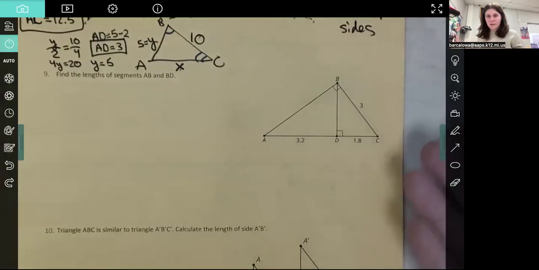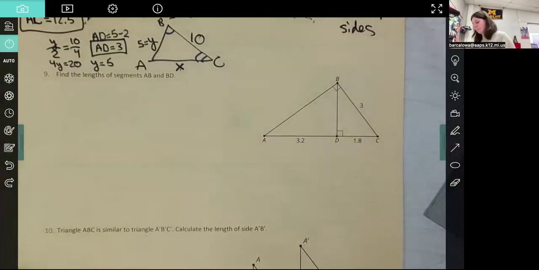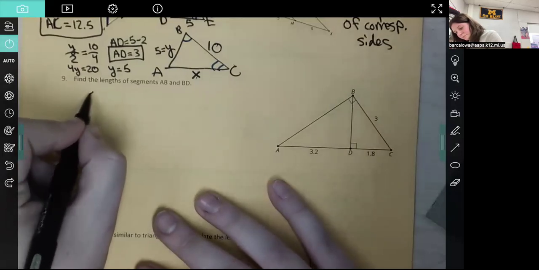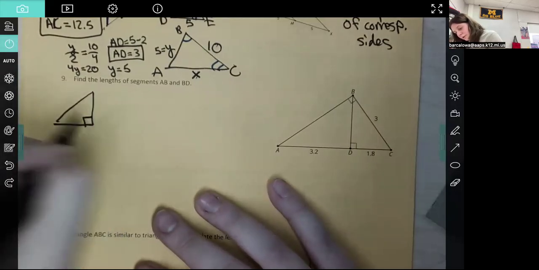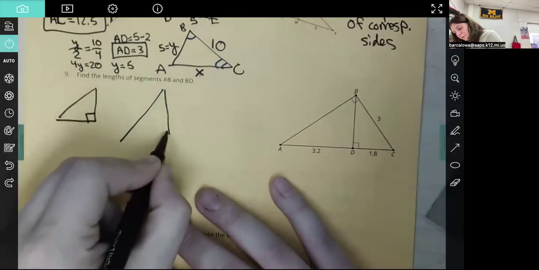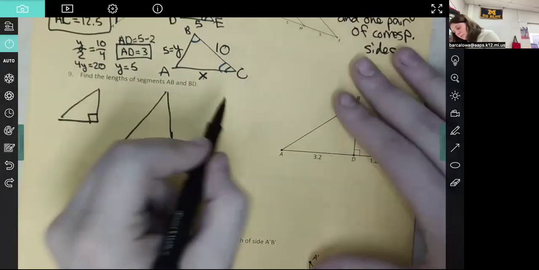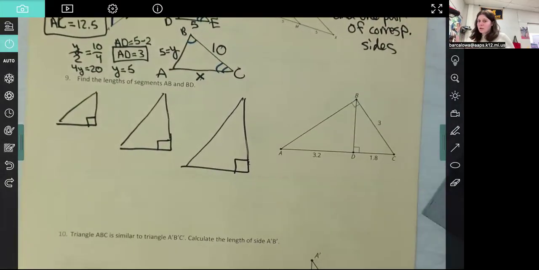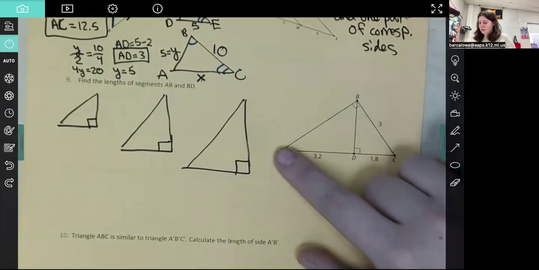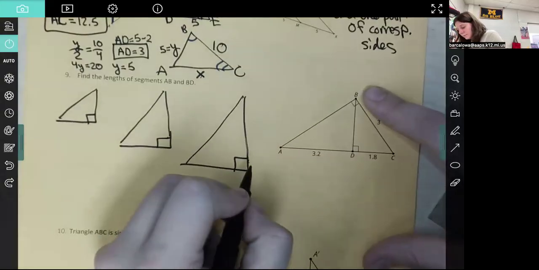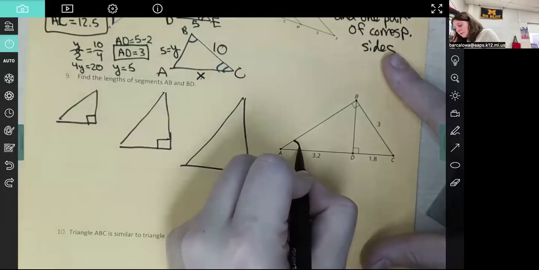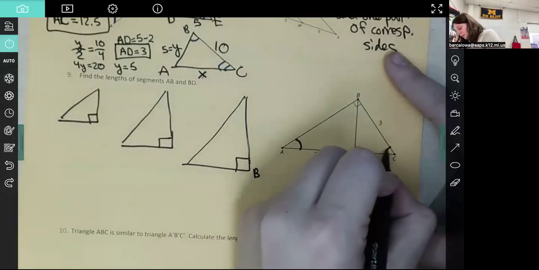All right, how many triangles do you see here? 3. Let's separate them. We got a big one, a medium one, and a small one. I'm going to draw them all in the same orientation. Let's do the big one first. What I like to do here, I know my right angle is at B. Let's mark one of these angles to have 1 arc and the other to have 2.